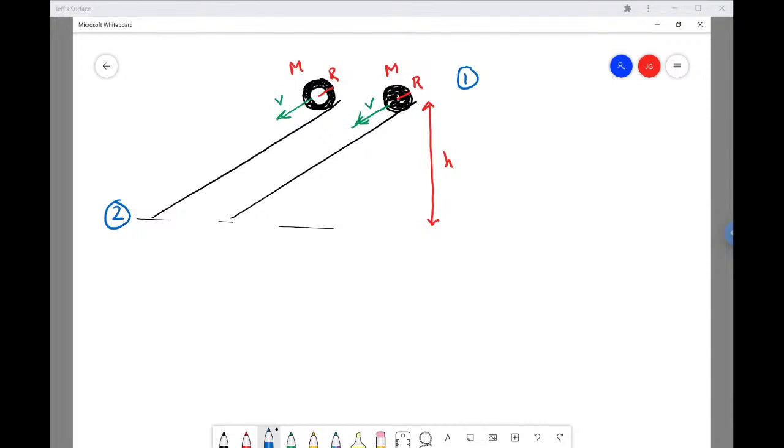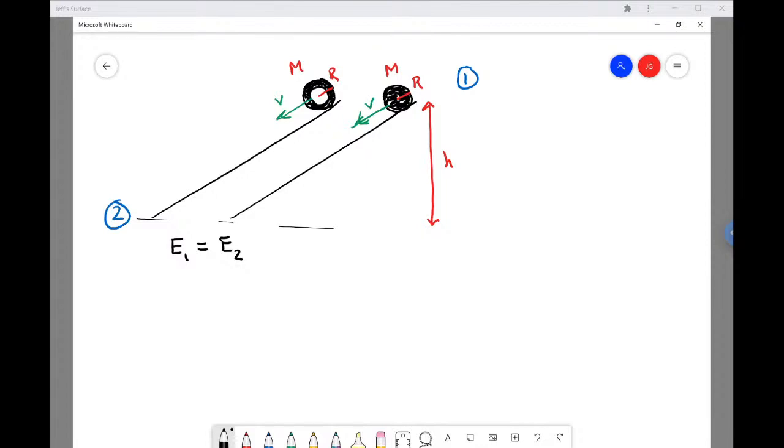Actually, this equation is going to look the same for both of these. We're going to set up an energy balance equation where the energy at the top of the hill equals the energy at the bottom of the hill. At the top of the hill, all the energy is potential energy.